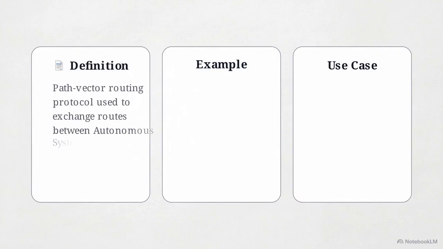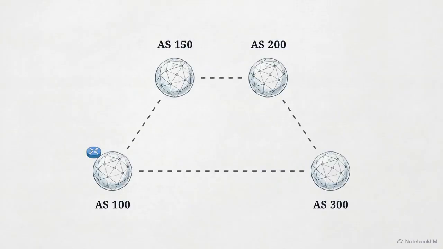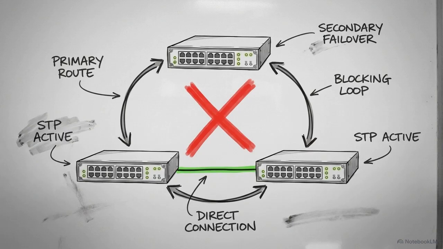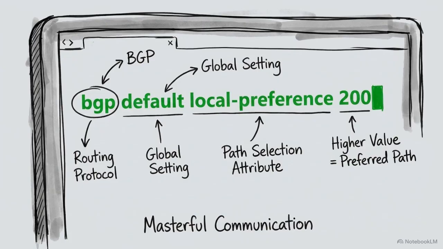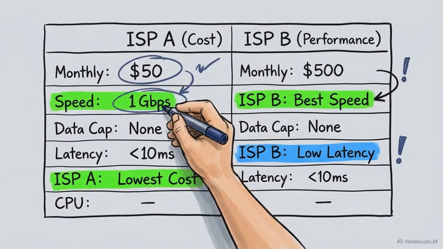BGP is a path vector routing protocol used to exchange routes between autonomous systems. Because it's a path vector protocol, BGP tracks the full sequence of autonomous systems required to reach a specific destination. Keeping that full path information is what allows the protocol to prevent routing loops and select the most efficient path. For the example, you can point to route policies, like manually adjusting the local pref attribute to force traffic through a specific gateway. This leads to the ultimate use case: granular traffic engineering. It gives a business the power to choose one ISP over another based on cost or performance.